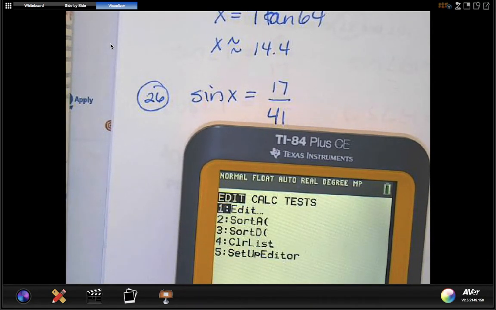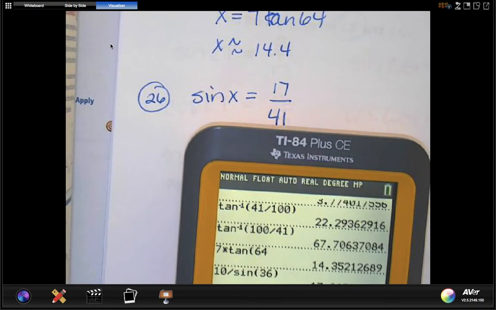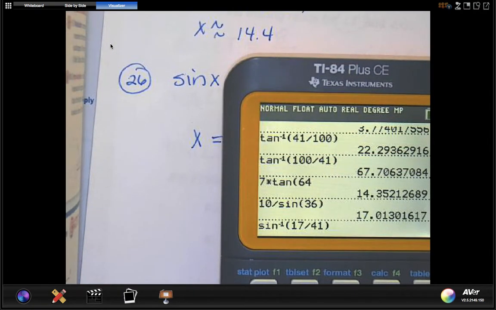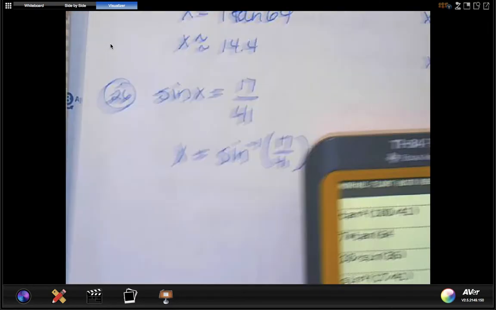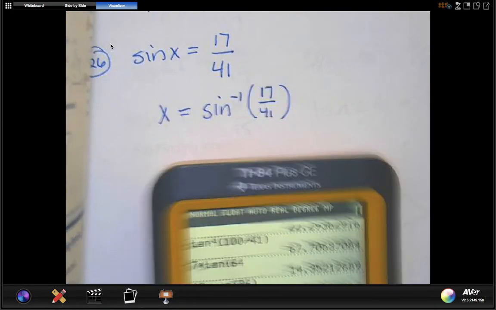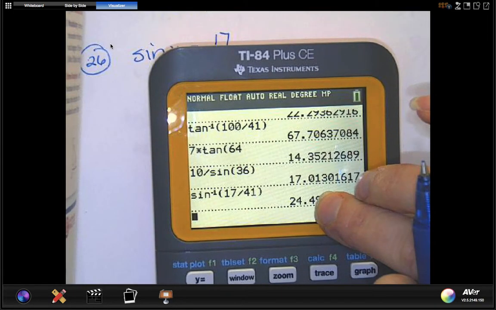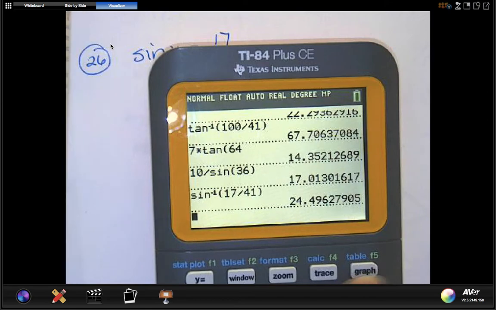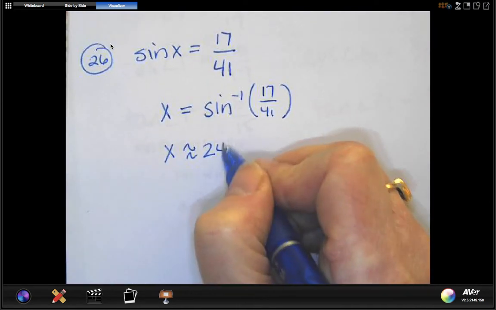So 17 divided by 41. For that one, I think it says round to the nearest degree. When you round, remember, if I wanted to round to the nearest degree, you just look at the first place after that. So I would only look at the 4, so that would round to just 24. I don't look at that 9 there. So x is approximately 24 degrees.